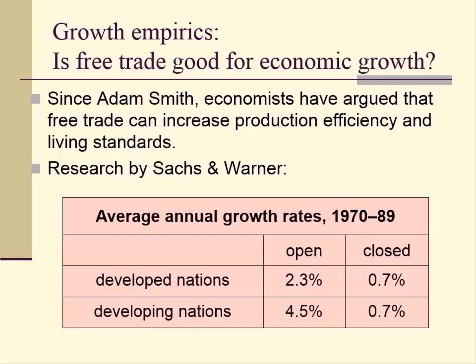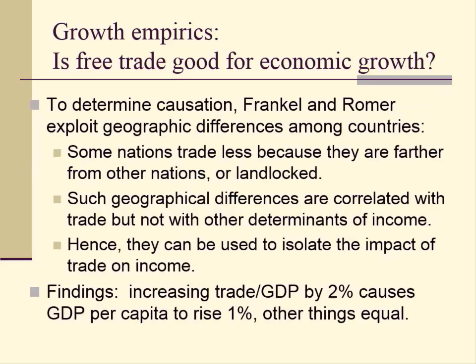And there's one more piece of research we're going to look at that confirms this theory next. To determine causation, Frankel and Romer exploited geographical differences among countries. That is, some nations trade less because they are farther from other nations or landlocked, and such geographical differences are correlated with trade, but not with other determinants of income. Hence, they can be used to isolate the impact of trade on income.